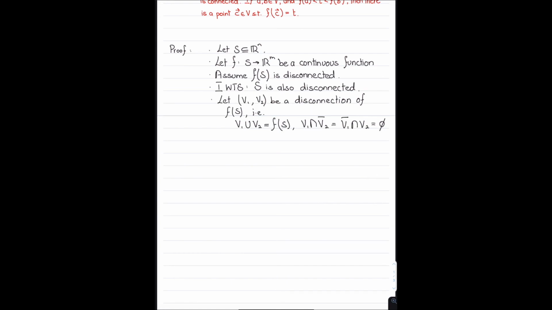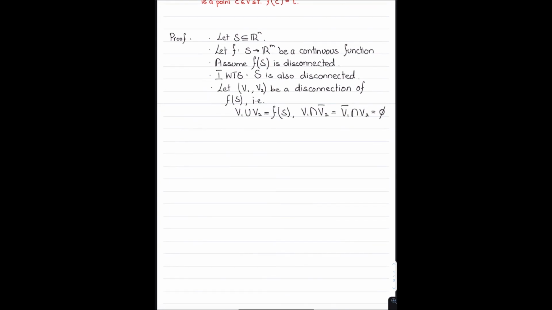Now what I want to show is that there exists a disconnection of S. So I'm going to say let S1 be equal to the set of vectors x in S such that f of x is in V1, and S2 be equal to the set of points x in S such that f of x is in V2.